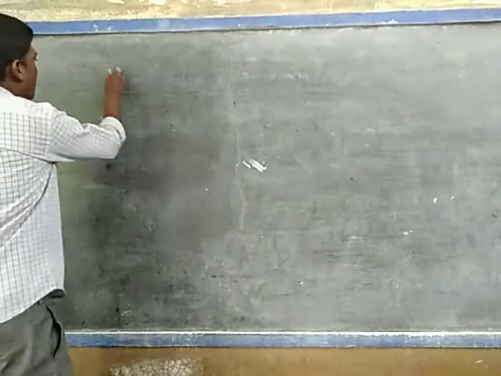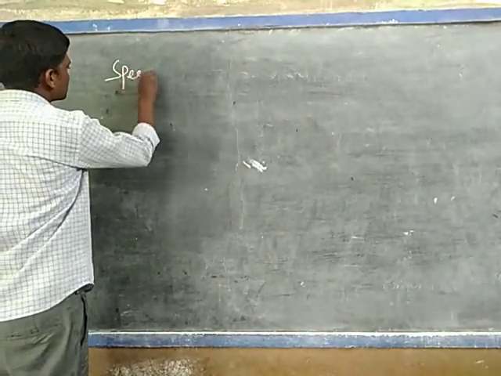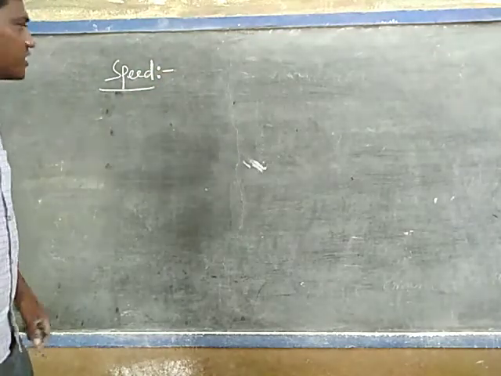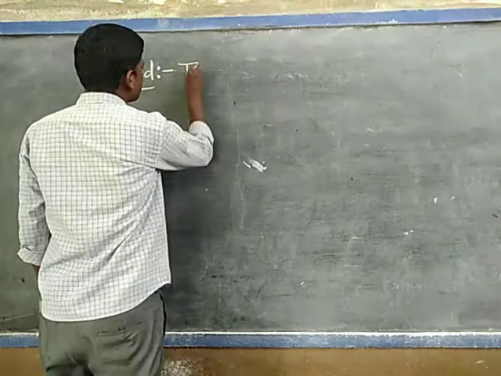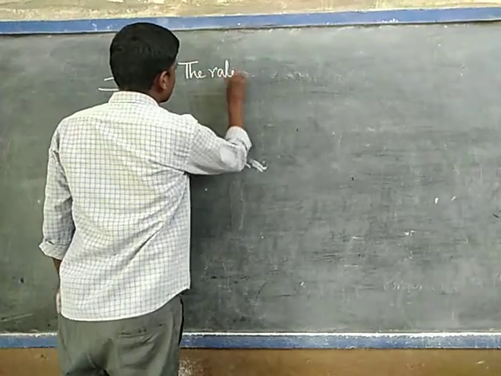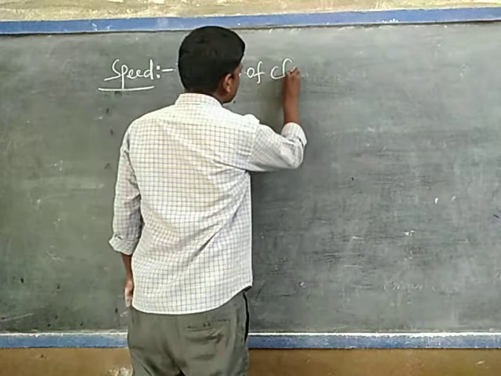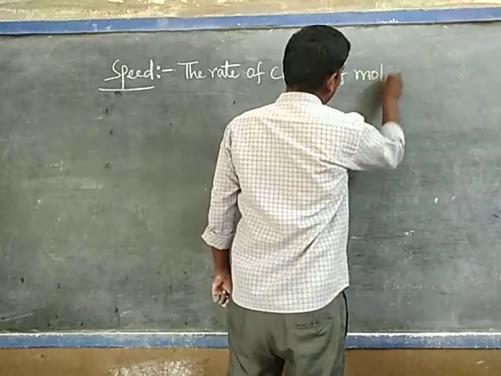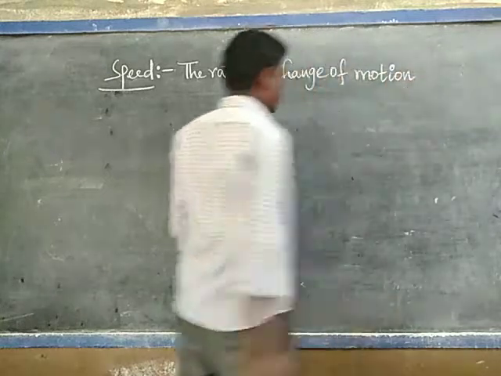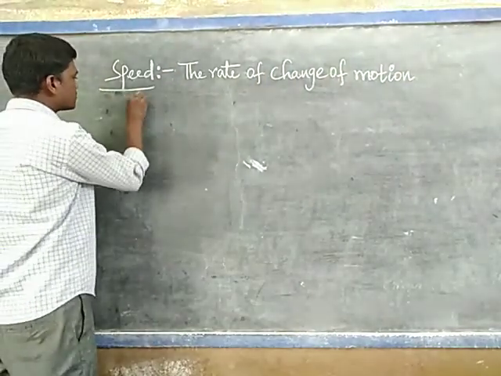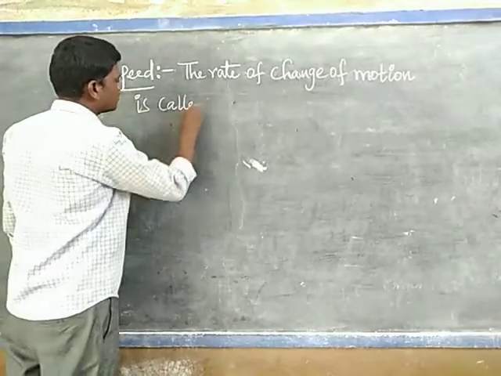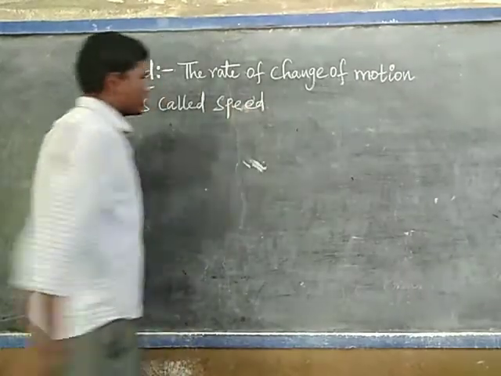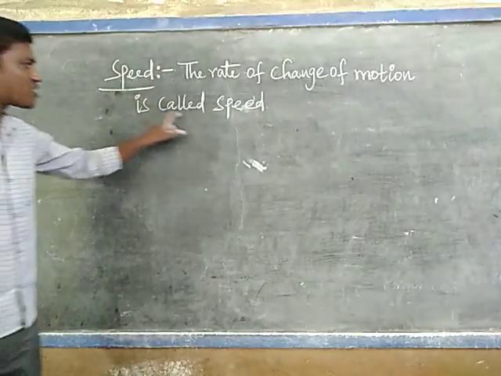Next, what is speed? We can define speed in two ways. The first is the rate of change of motion. The rate of change of motion is called speed.